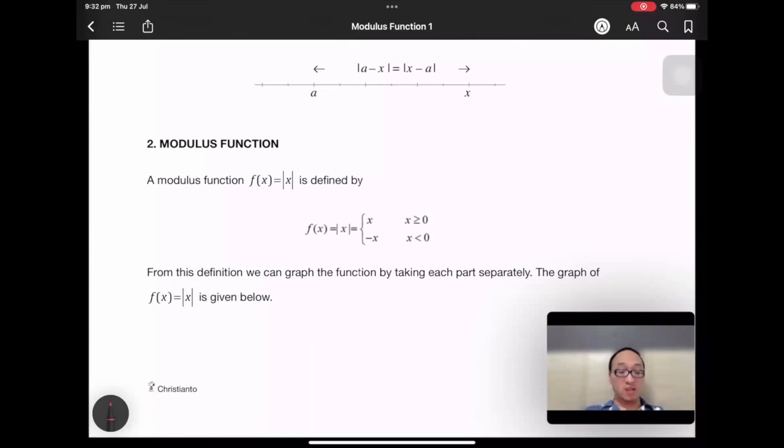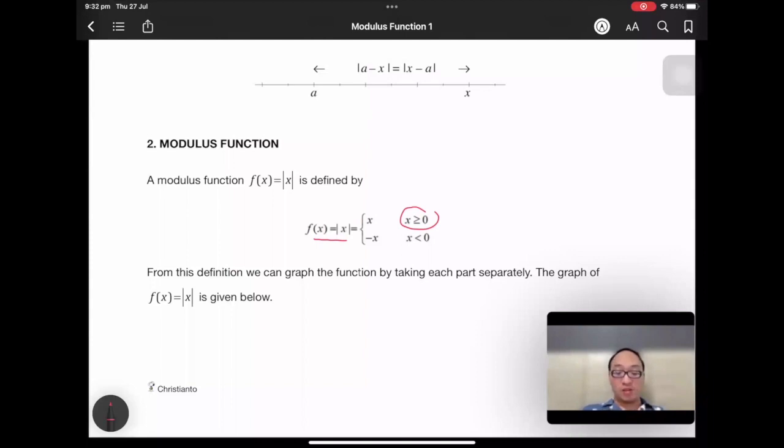So the modulus function can be given as f(x) equals the absolute value of x, and it has two possibilities. It will be equal to x for x greater than or equal to 0, and it equals negative x for x smaller than 0.